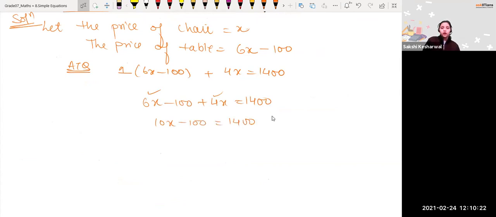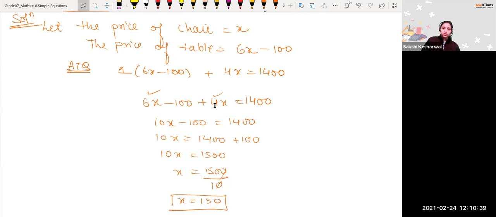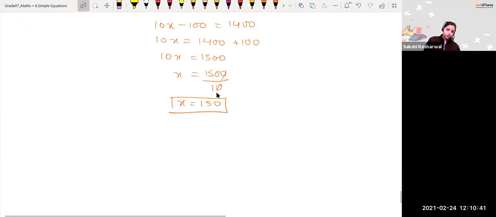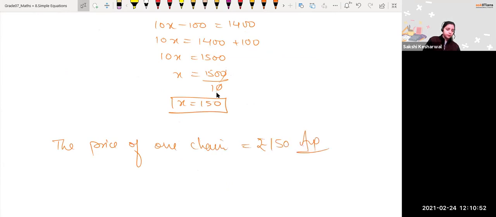Now minus 100 will transpose away and become plus 100. So 10x is equal to 1500. So x is equal to 1500 divided by 10. The 10 and 10 cancel. So one chair costs rupees 150. The price of one chair is rupees 150. That's your answer, right?